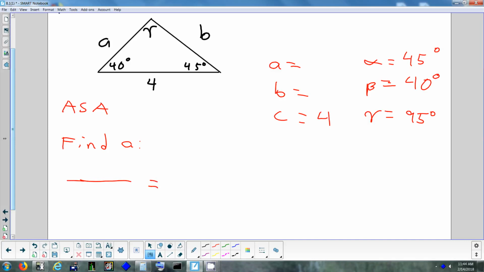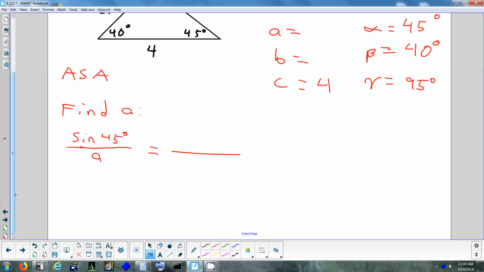Sine 45 divided by A. Yep. 45 over A. And what other row do I have to use? C. If you try to use B, you're going to end up with 2 letters in the same problem. That doesn't work. 1 letter per problem. So if I fill in row C, what would the other side look like? Sine 95 over 4.